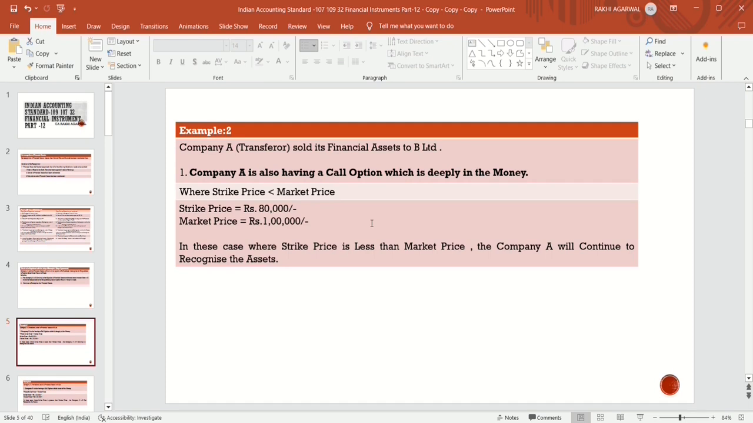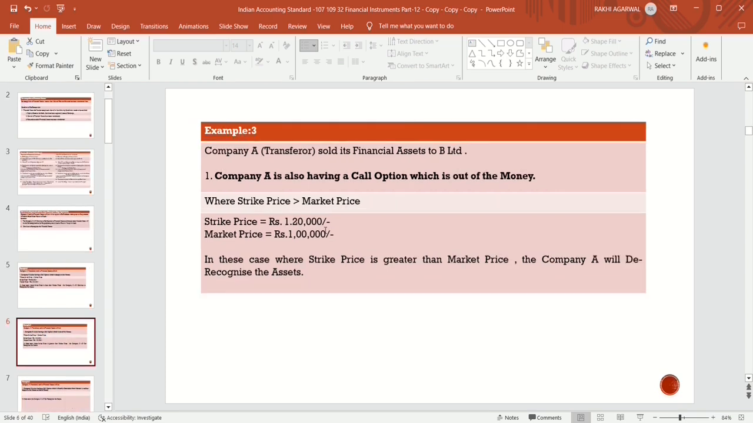It will never de-recognize, because in the case of a call option where the strike price is less than market price, the company will continue to recognize the asset. It will not de-recognize the financial asset and then again recognize it. Company A will continue to recognize the financial asset.